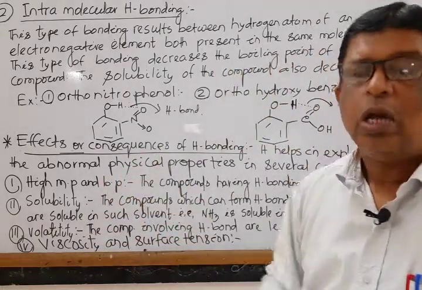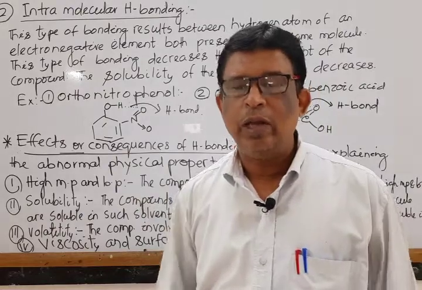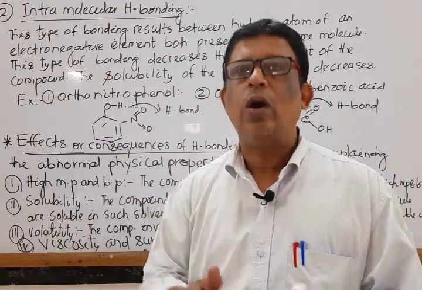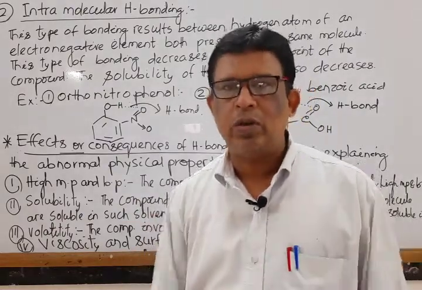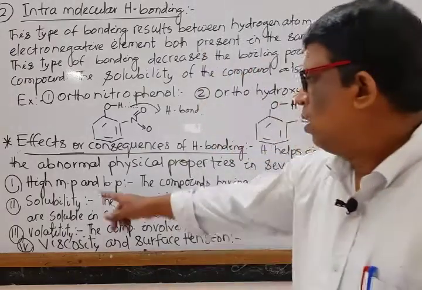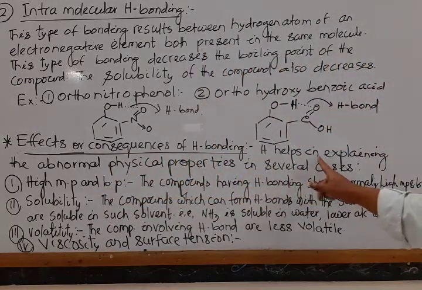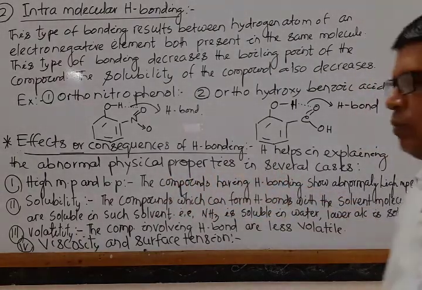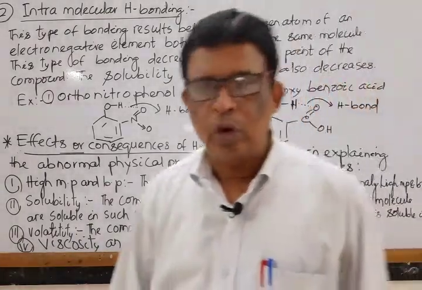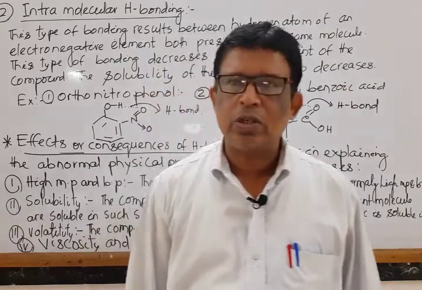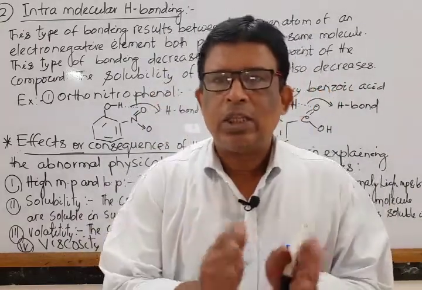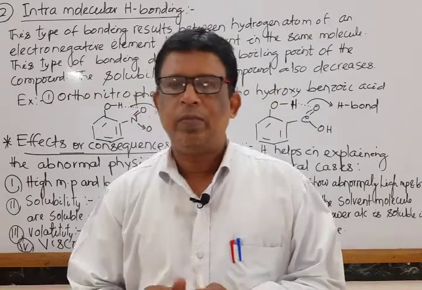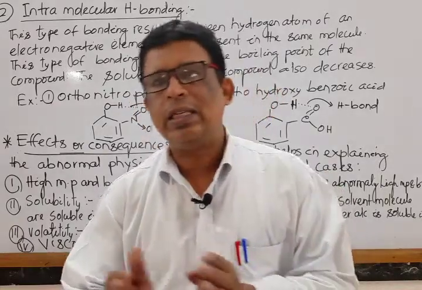Next we go through the application of hydrogen bonding, the effect of hydrogen bonding, or the consequences of hydrogen bonding. Mark that. It helps in explaining the abnormal physical properties of some molecules. Already we discussed two to three examples. One is H2O is a liquid while H2S is a gas. Why?